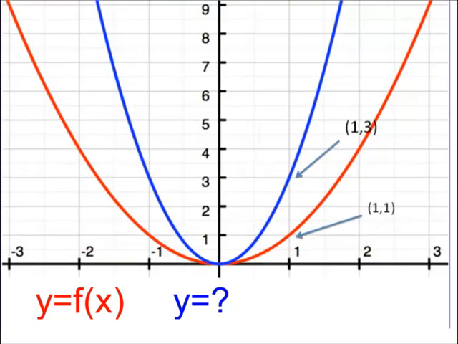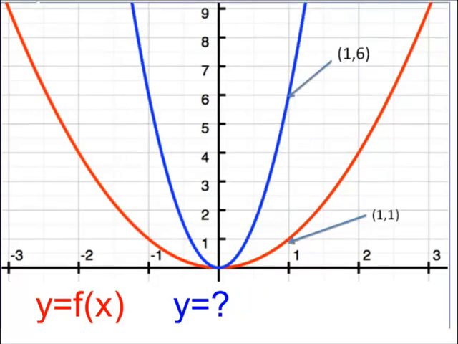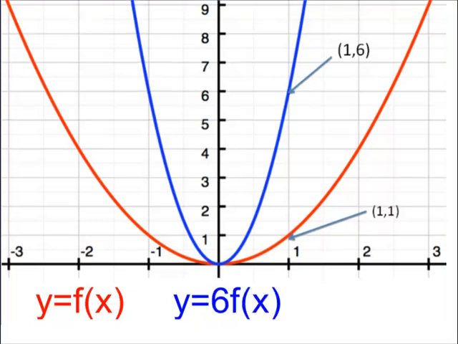Now try this one, press pause and have a go at it, then press play when you're ready for the answer. This is the graph y is equal to 3 f of x because the y values were multiplied by 3, the x values remained the same. Now have a go at this one, press pause and then press play when you're ready for the solution. This is the graph of y is equal to 6 f of x because the y value was multiplied by 6.